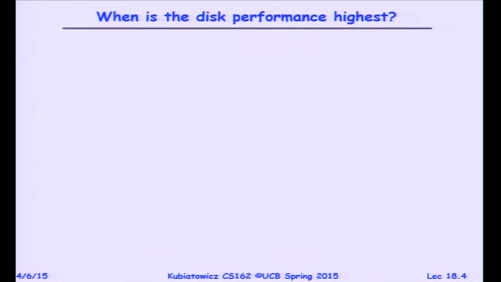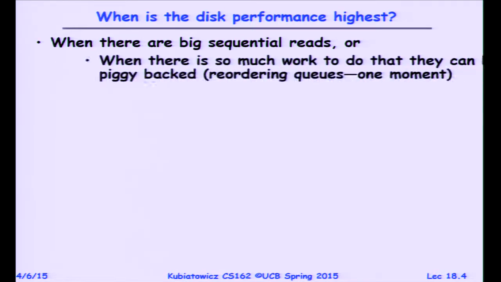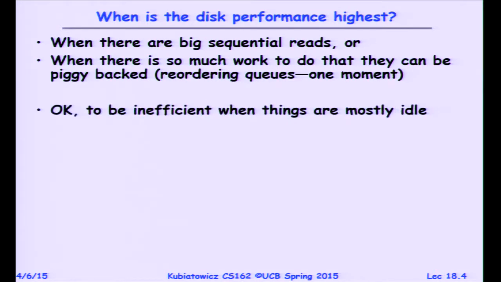Good. So when is the disk performance highest? Well, when there's a big sequential read, or maybe when there's so much work that you can rearrange the work. I'm going to show you that in a moment. And it is kind of interesting that with a lot of these I/O devices, if things are mostly idle, you can be a lot less efficient than if they're busy, because it doesn't matter as much. Okay?